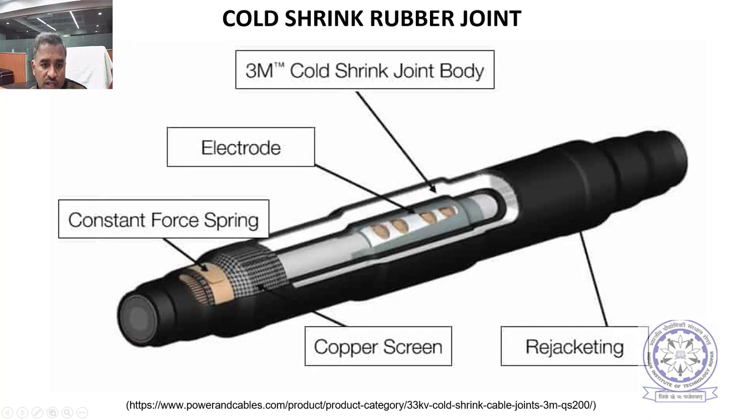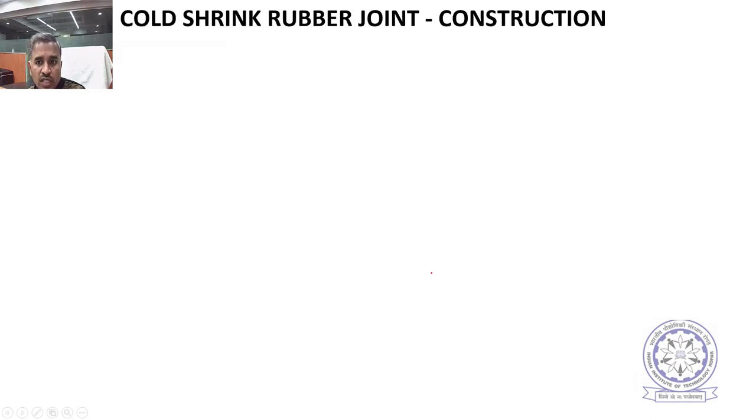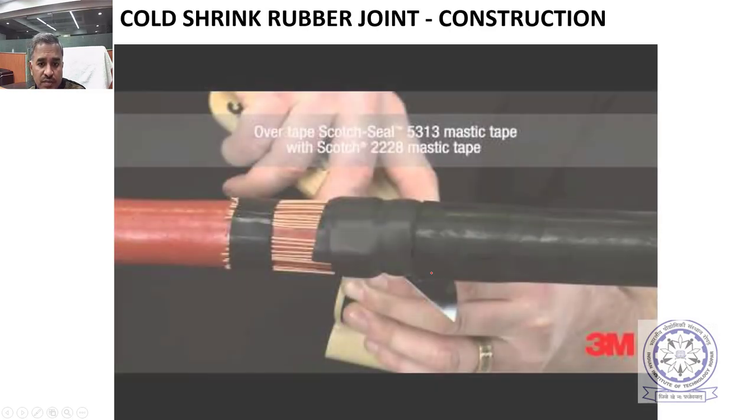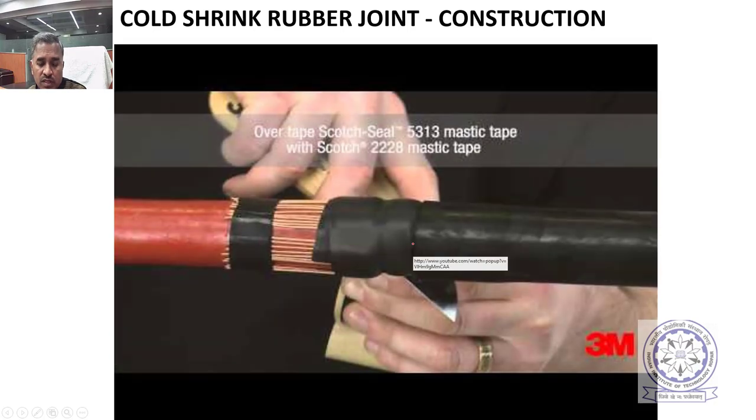conductor, and then above that this is the electrode conductor and constant force spring on both sides. And this is how the structure will be. Just now you have seen exactly the same thing here. Cold shrink rubber joint construction. So let us see this video again.